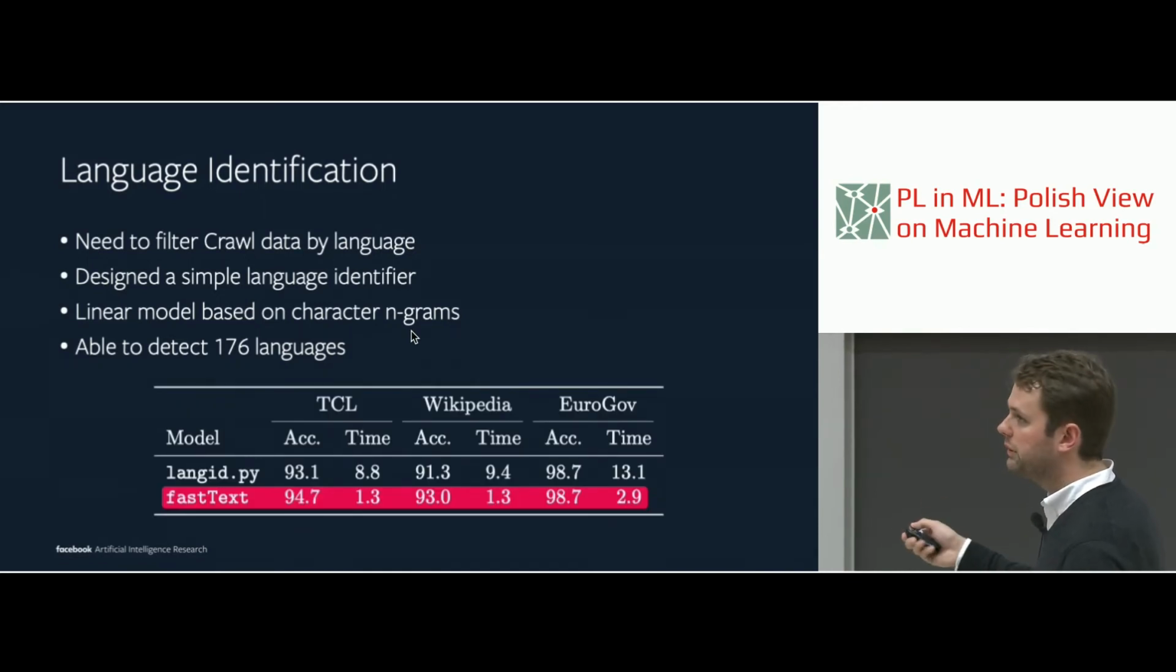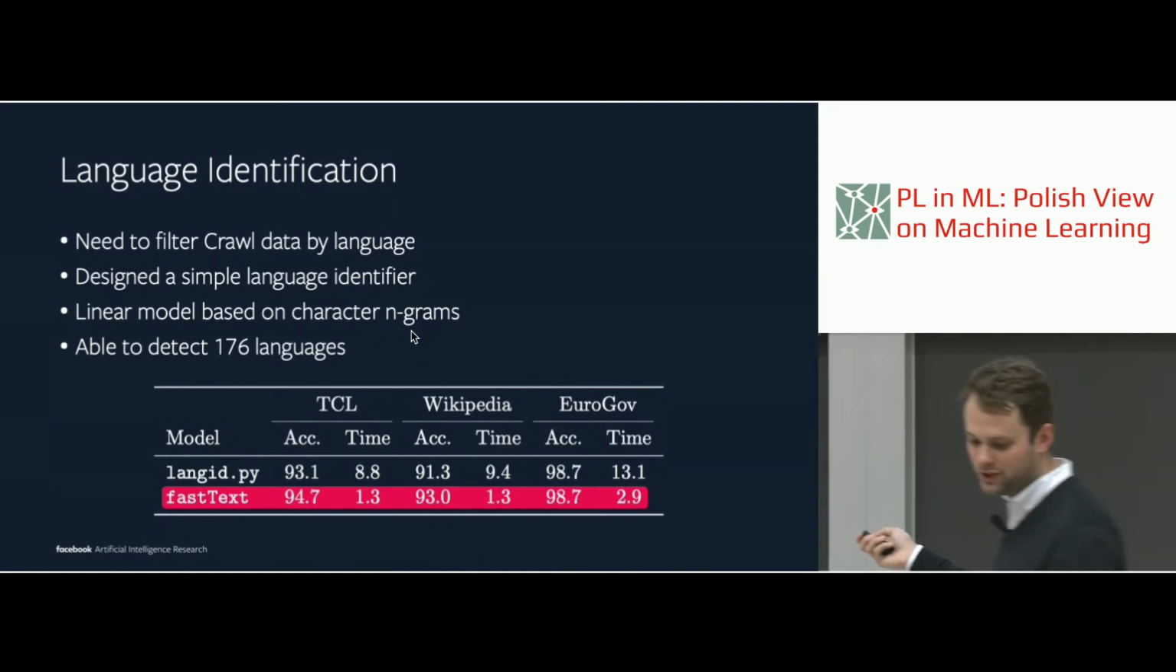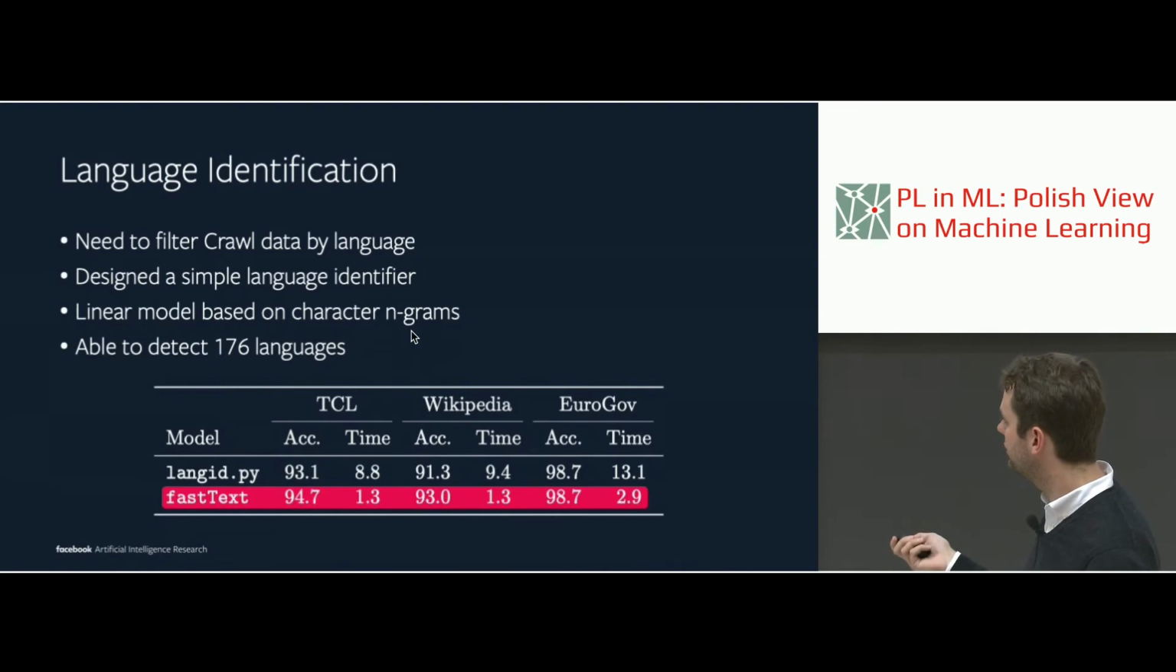And we actually compared this language identifier to langid.py, which is like a standard tool for doing language identification. What we have shown is that we actually have better accuracy with the runtime, which was smaller. That was just like a sidekick from this project, but turned out to be actually a good contribution.